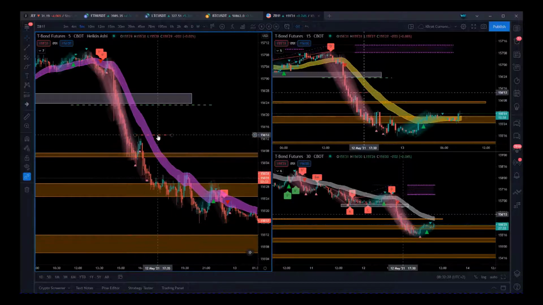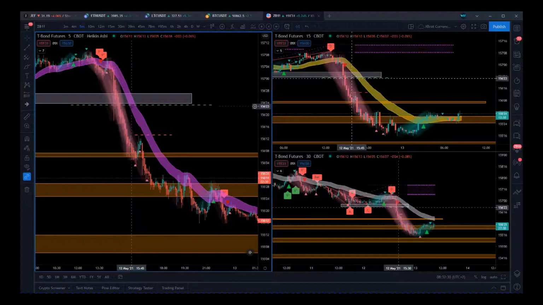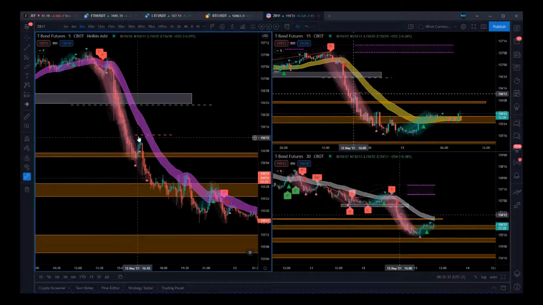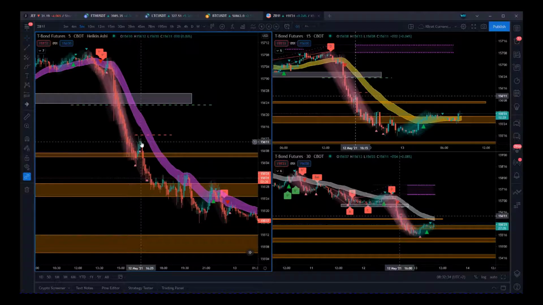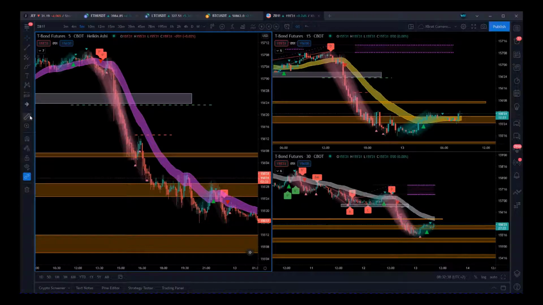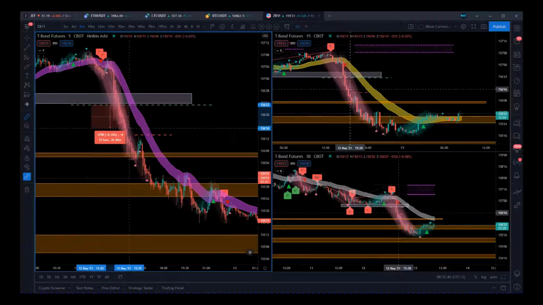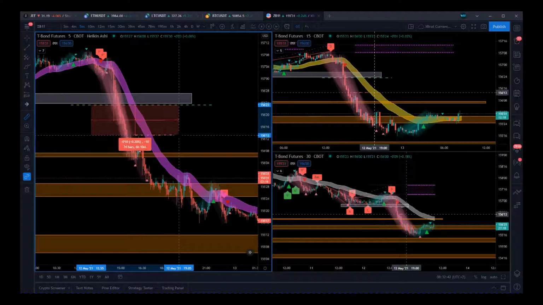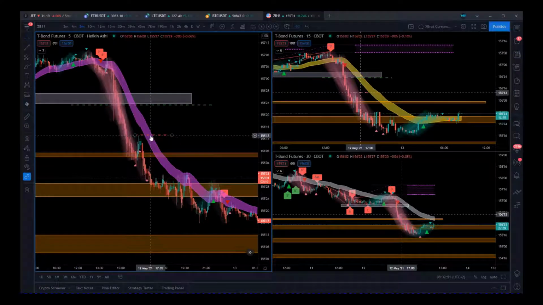So initially we trail this where we get that little pivot pullback, and then we adjust that trailing stop there. And that trailing stop is around about 10 ticks. Okay, so that's $325 profit right there on that trailing stop.